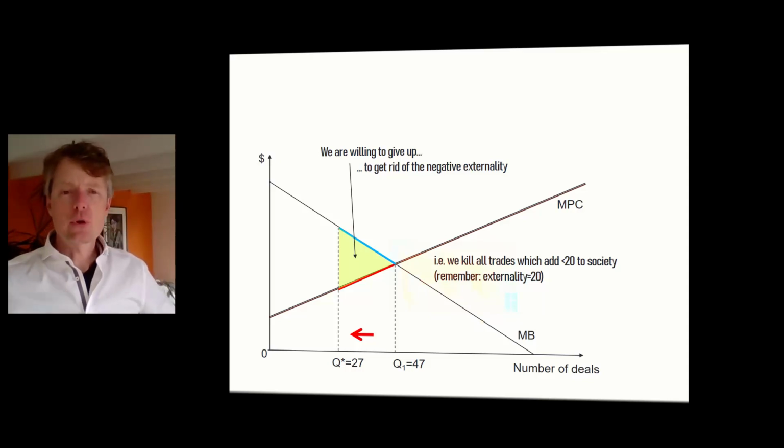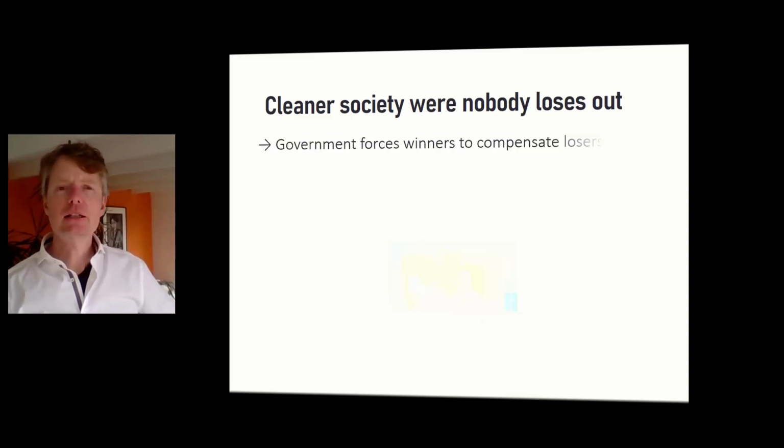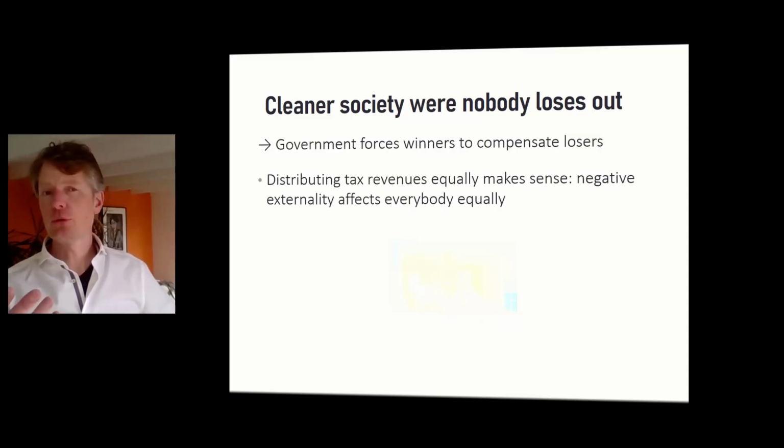So we go down from 47 deals in round 2 of session 1, so free market with negative externality, to 27 deals only in session 2. So we killed 20 deals, and those 20 deals actually added less than 20 to society. So as a result, we get a cleaner society where nobody loses out.